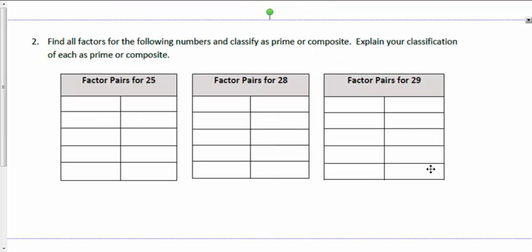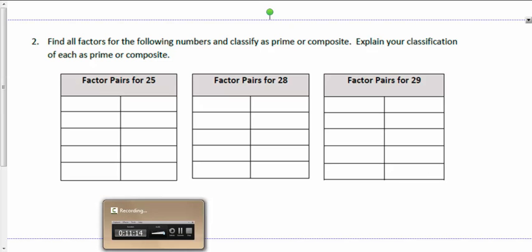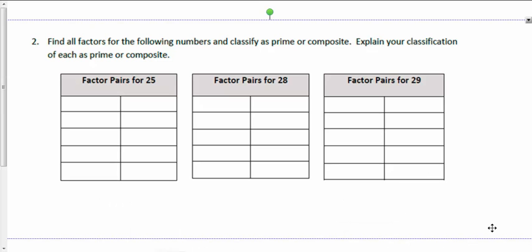All right, so find all factors for the following numbers and classify as prime or composite. Explain your classification of each as prime or composite. All right, so factor pairs for 25. So think of all the numbers that you can multiply together to equal 25. Okay, so I'm thinking 1 times 25 equals 25, and 5 times 5 equals 25. I can't think of anything else. So it is composite.